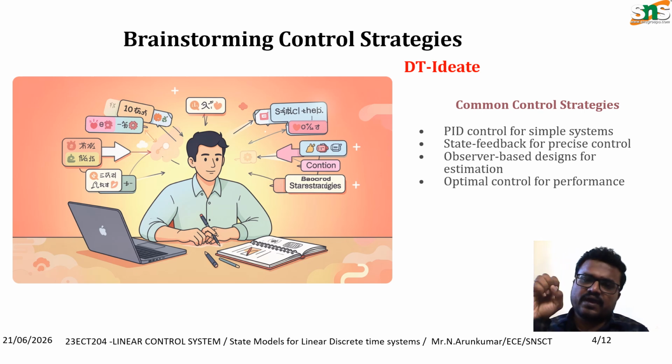And the next one is feedback. Suppose you want to add a particular part of the state variable, then we can use state feedback for the precise control process. And then there is optimal control for the performance. Optimal control means the maximized output is followed by using this optimized control on their performance.